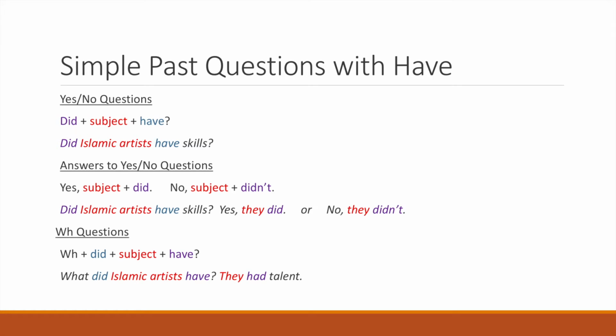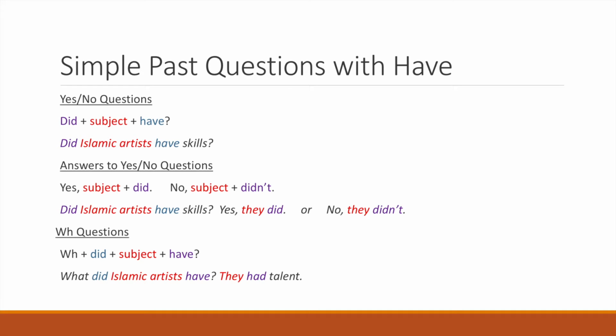To form questions with have about the past, you must use the helping verb did followed by the subject, and then base verb have. For example, did Islamic artists have skills? And to answer these questions, you first start with yes or no, followed by subject, and then did for positive sentences, and didn't for negative sentences. So our question again, did Islamic artists have skills? Yes, they did. Or, no, they didn't.